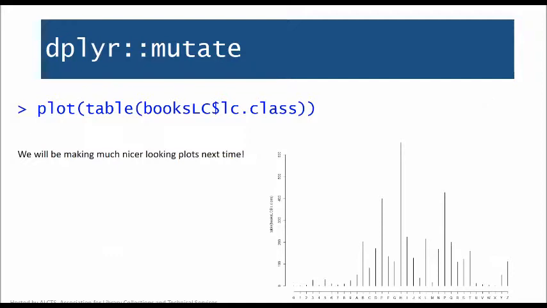So then I'm able to plot that. Actually, what I'm doing is plotting a table of it. And remember from the beginning, that table will create frequency counts. So I'm looking at the frequency of each LC class, and I'm able to see at a glance that E, H, and P are my highest frequency. This plot does not look very nice. We're going to be making much nicer plots next time, but this is a quick way of getting a sense of your underlying data.